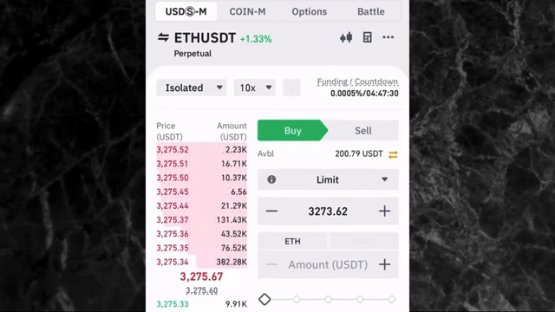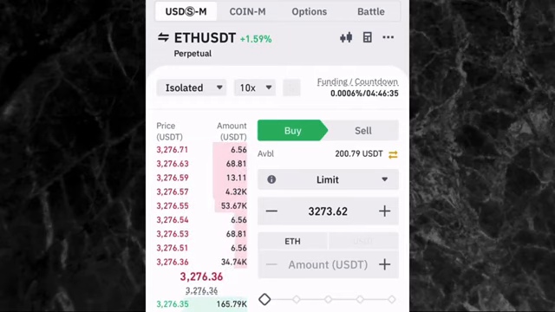Now, before I show you how you can take long or short trades on the futures trading page, I need to explain to you guys some terms and features on the futures trading page, which will make it easy for you to understand as I go on in this video. Now, the first thing I'll be talking about is what exactly is futures trading. Futures trading is where you buy or sell assets or futures contracts at a predetermined price.